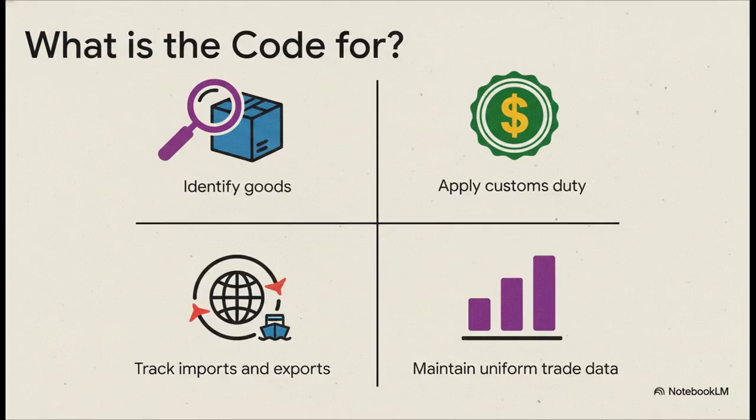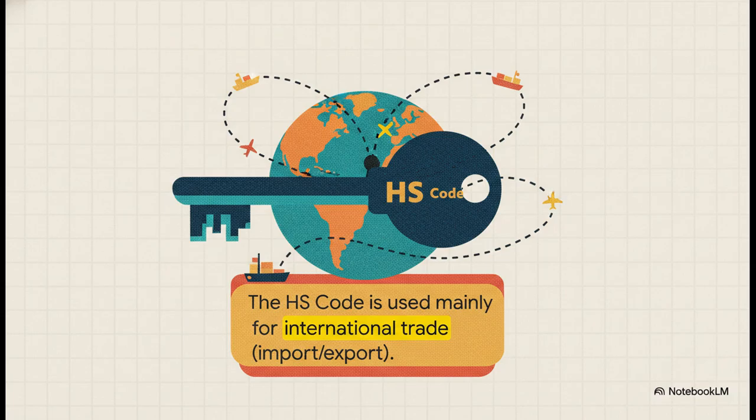So what's this passport actually for? Well, it's got 4 really critical jobs. It helps customs officials instantly identify goods. It lets them apply the correct taxes or duties. It helps everyone track the flow of imports and exports, and most importantly, it keeps all that global trade data consistent and uniform for everybody. So here's the bottom line. The number one thing to remember, the HS code is your key for international trade. Simple as that. If you're shipping a product from one country to another, this is the code that customs officials are going to be looking for.